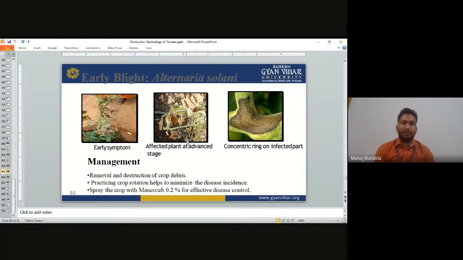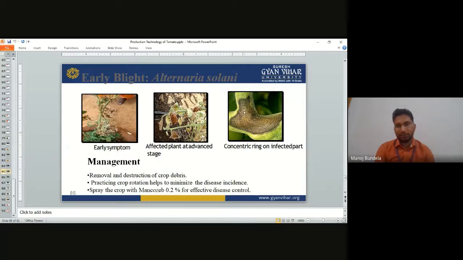Next is early blight. Early blight is mainly caused by Alternaria solani. The early symptom is that the plants will start drying. In affected plants at an advanced stage, the complete plant will start drying, starting with the leaves. Concentric rings will develop on the infected plant.